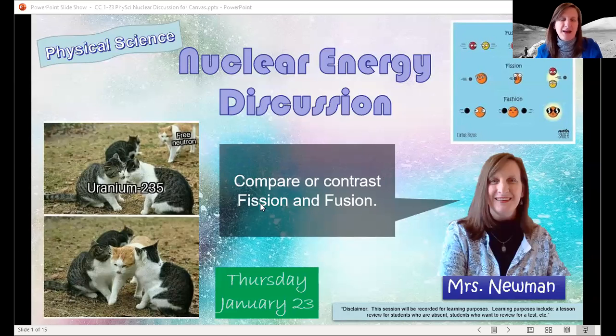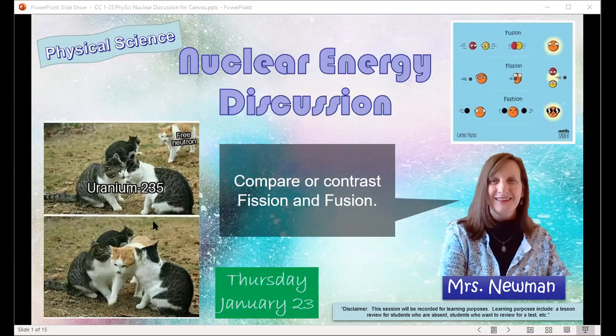So I'm going to share this cute little cat cartoon over here. Here's our free neutron, the orange kitty coming up to the uranium, and it splits the uranium into two. There's also in the top right corner some examples of fusion, fission, and fashion. I thought that was pretty cute.